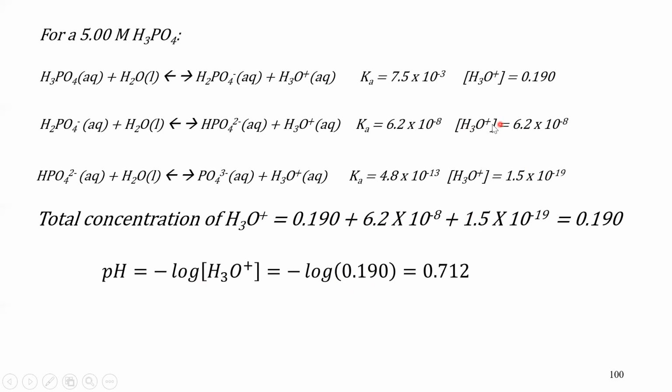Again, we're getting a little bit of hydronium here. We're getting a little bit of hydronium here, but it's insignificant. It's not going to change the overall hydronium ion concentration, and it's not going to change the pH of the solution. So that's polyprotic acids.